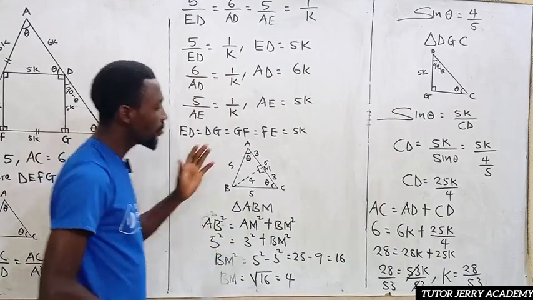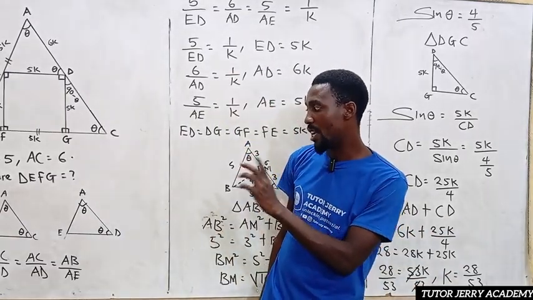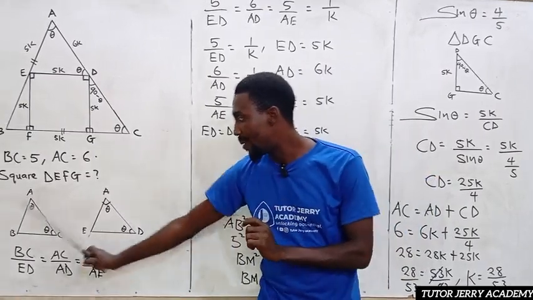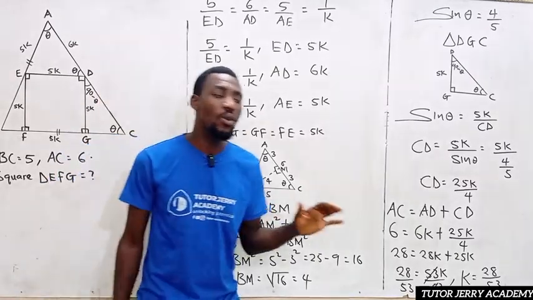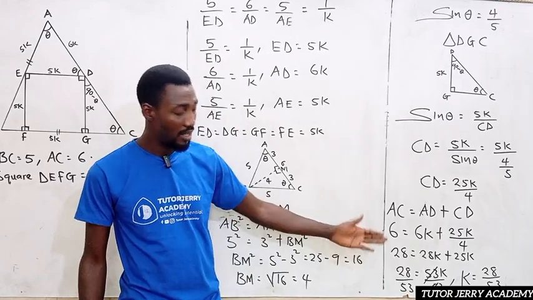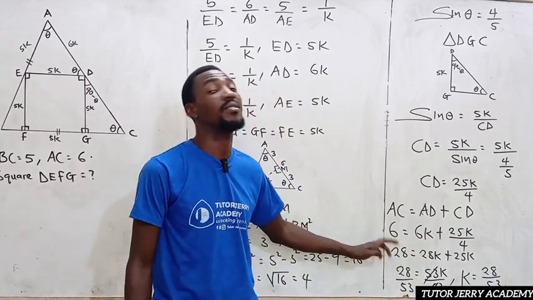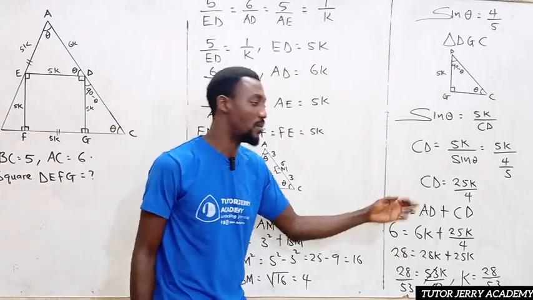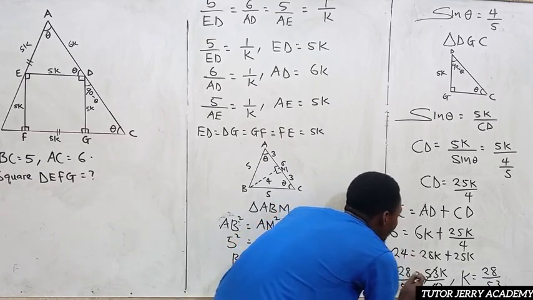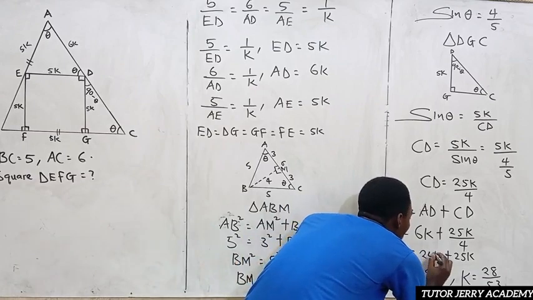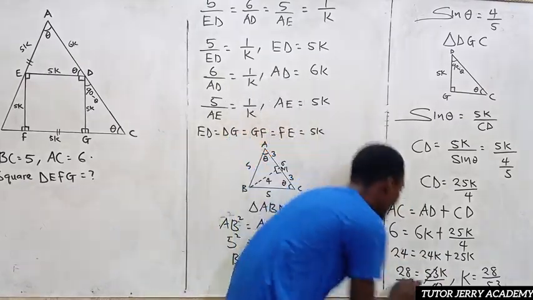Now that we have gotten the value of our K, we can now analyze for the area of the square. So I'm going to clean this part, then we are going to complete the solution. Sorry, there is a little mistake here. When you multiply through by 4, 4 times 6 is 24, because 6 plus 6 plus 6 plus 6 is 24. Sorry for the mistake. So here too we are going to have 24. So 24 plus this is going to give us 49.